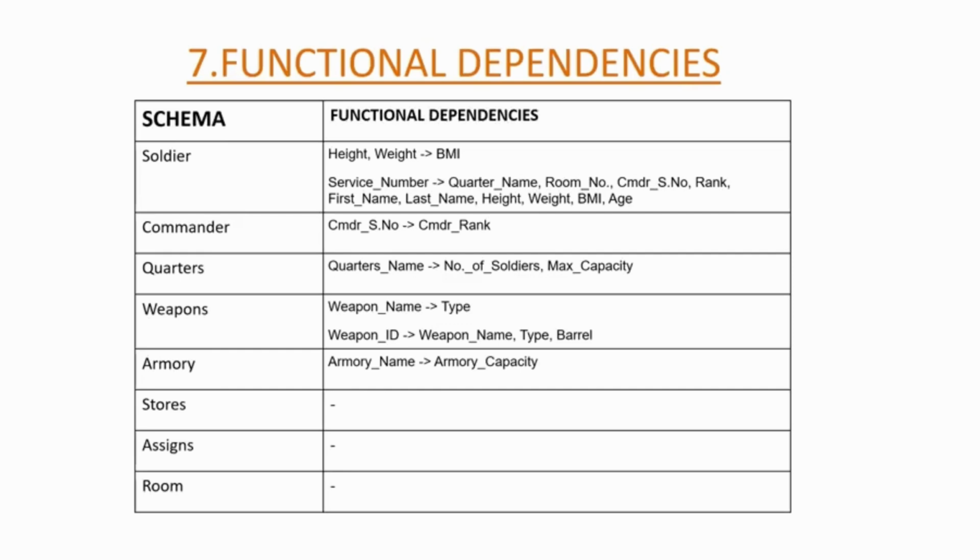Functional dependencies in relational databases define the relationship between attributes, where the value of one attribute uniquely determines the value of another attribute within a table. As you can see, all the functional dependencies possible in our Army database are listed in this given table. Let us consider the first one, in the soldier schema. By knowing the height and weight of a soldier, we can estimate the BMI, hence BMI can be uniquely identified by the knowledge of height and weight. Therefore, this is a functional dependency. Similarly, we can trace out the other functional dependencies in our database.